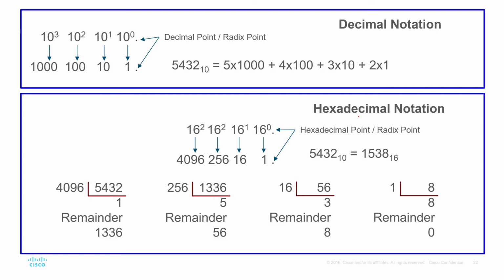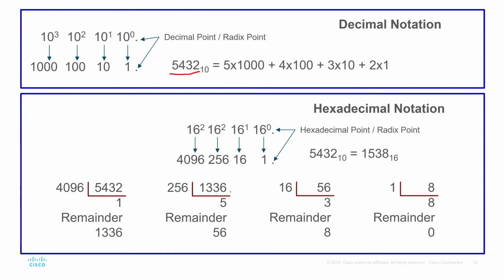Here, we can see our hexadecimal notation. 16 to the 0 power has a decimal weight of 1. 16 to the first, decimal weight of 16. 16 to the second has a decimal weight of 256. 16 to the third, 4096. In this example, as I used above, 5432. If I subtract 4096 from 5432, it would go into it only one time, and it would give me a remainder of 1336.